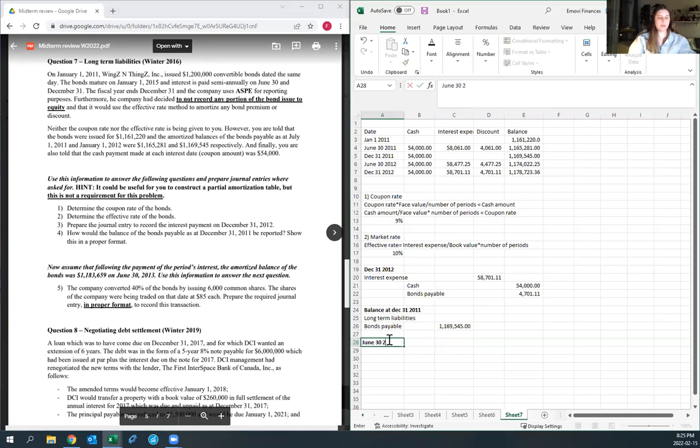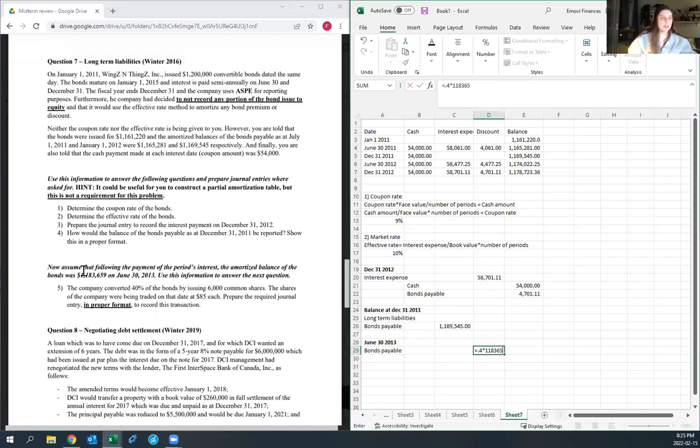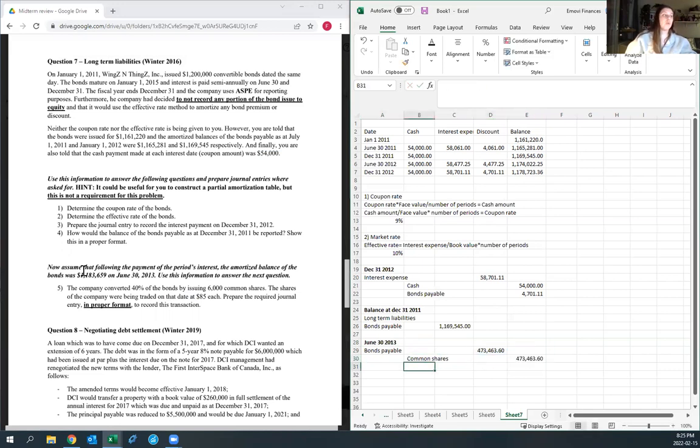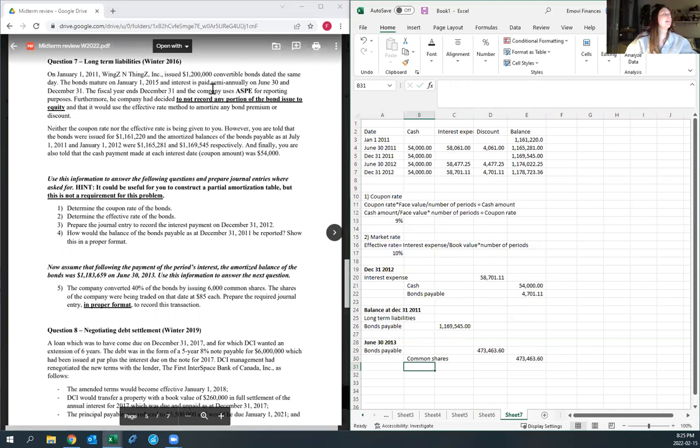So on June 30th, 2013, I'm going to reduce my bonds payable by 40% of 1,183,659, and I'm going to issue my common shares for the same amount. We have no contributed surplus. We don't do contributed surplus at 40% of the amount at issuance because we only record the debt, the liability portion, and not the equity portion of the convertible bonds. So here I did 40% of 1,183,659. The other ones you can find there. All right.